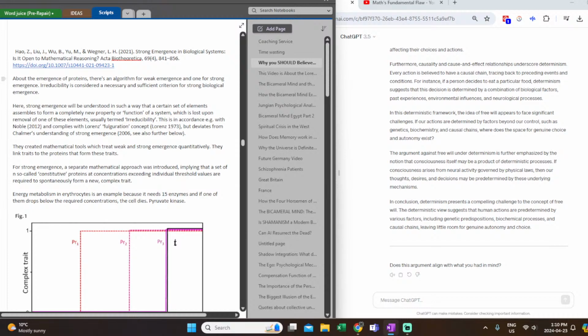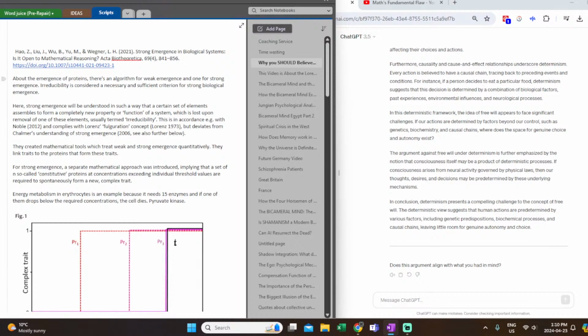Here, strong emergence will be understood in such a way that a certain set of elements assembles to form a completely new property or function of a system, which is lost upon removal of one of these elements, usually termed irreducibility. This is in accordance, for example, with Noble 2012 and complies with Lorenz's fulguration concept, Lorenz 1973. Oh, I need to read that. If that's the same Lorenz, would he still even be alive by then? Maybe a different Lorenz. I'll look into it later. But it deviates from Chalmers' understanding of strong emergence.